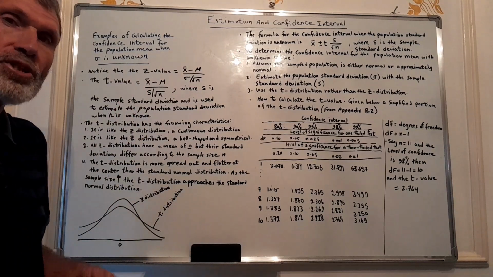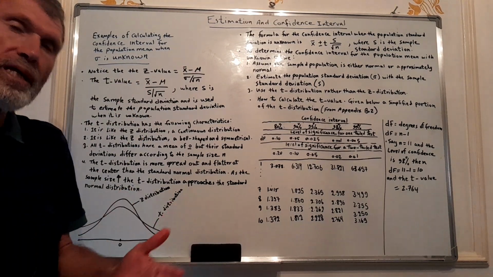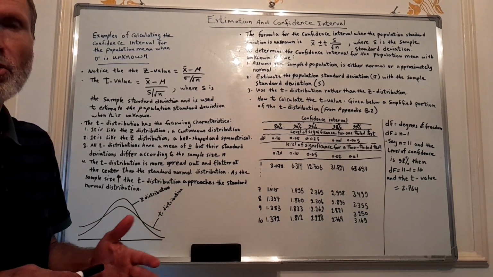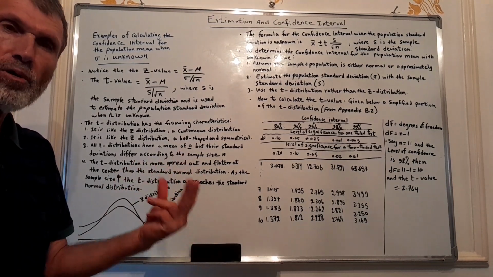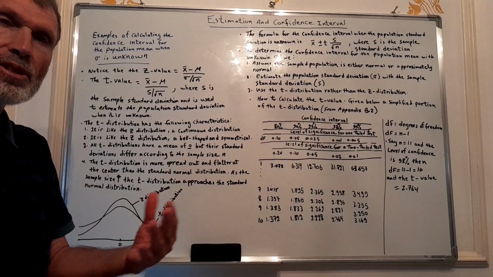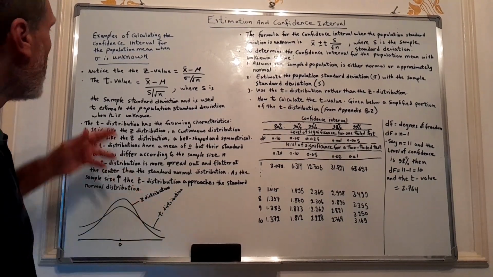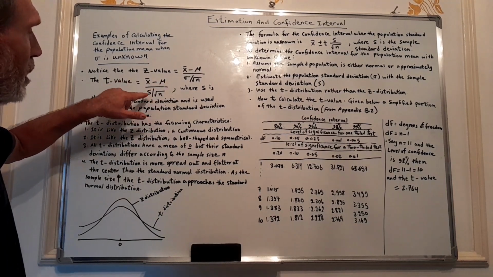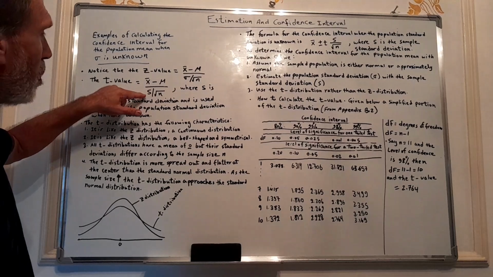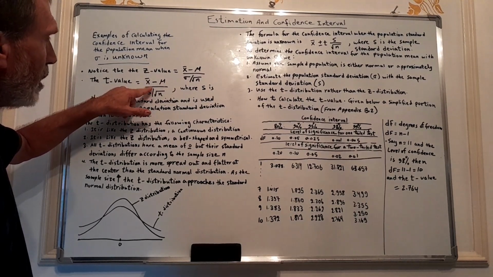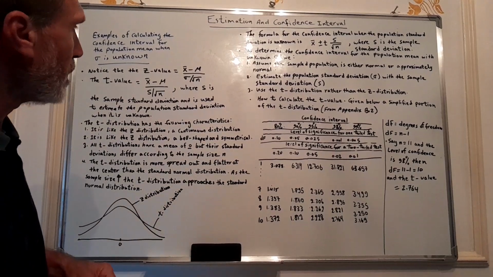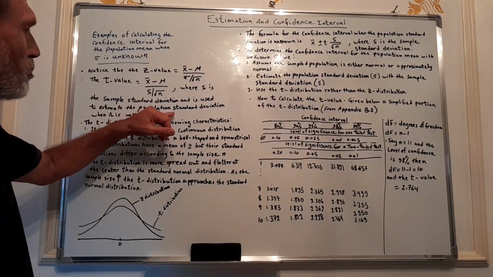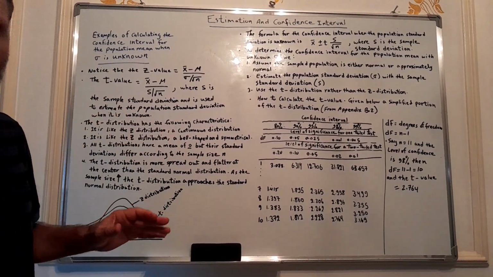However, when the standard deviation is unknown, we're going to estimate the standard deviation of the population with the sample standard deviation. So instead of sigma, we will use S as an estimate of the population standard deviation. So the t value is x bar minus mu, which is the mean of the population, over S over radical n, where S is the sample standard deviation and is used to estimate the population standard deviation when it is unknown.